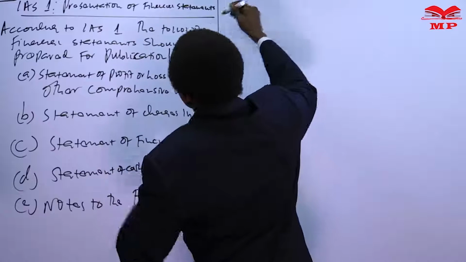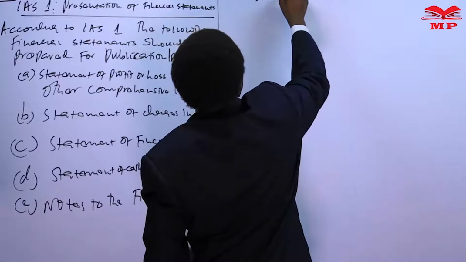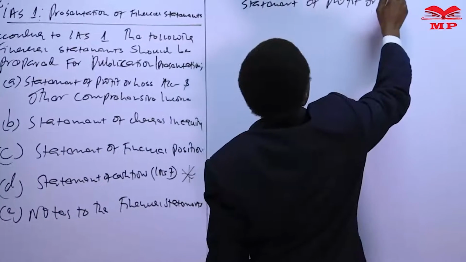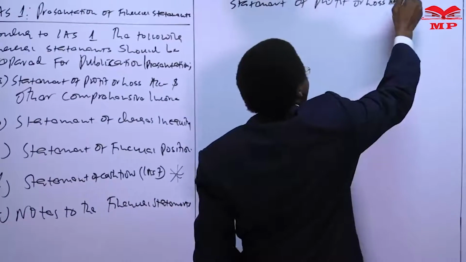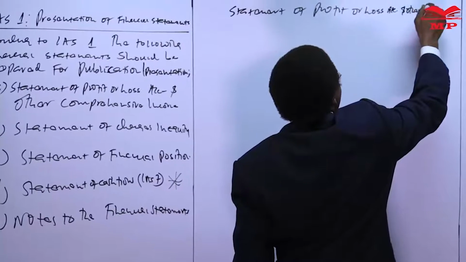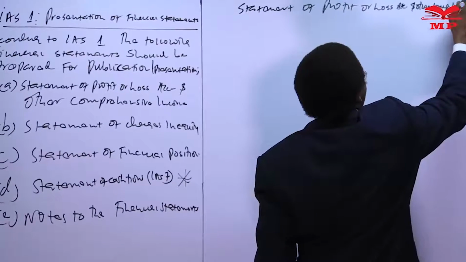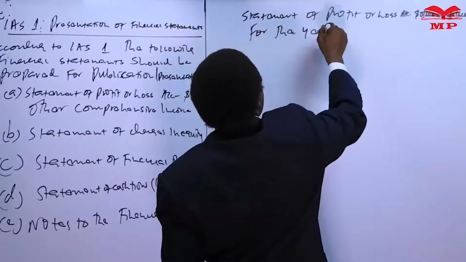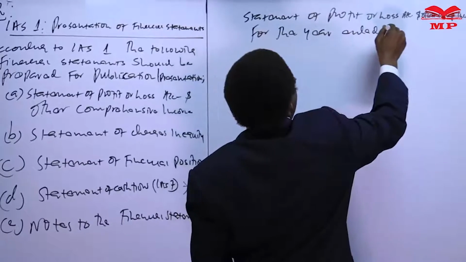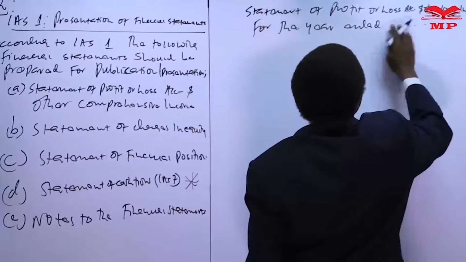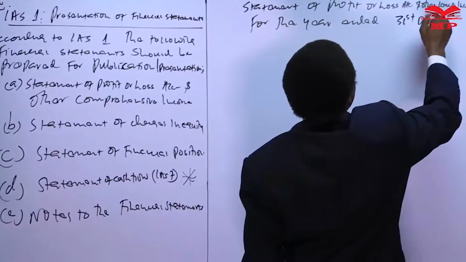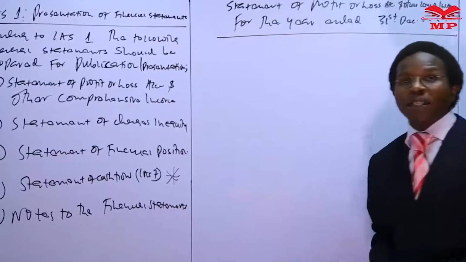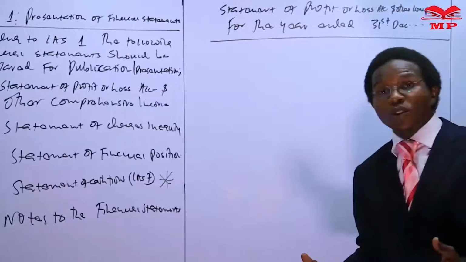Fine, friends, we want to start off with the statement of profit or loss account and other comprehensive income for the year ended, let me say, 31st December. That's just a format. We want to look at the format. How do you prepare the statement of profit or loss?